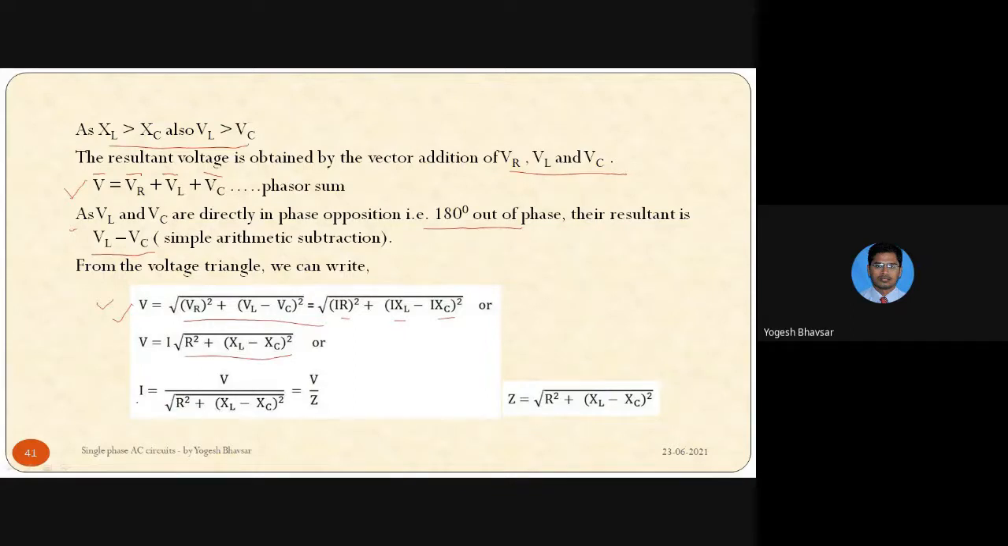If you want to calculate the current, then take I equal to V by impedance, V by Z. So this is the value for Z. The mod of Z, the magnitude of Z, is equal to under root of R square plus (XL minus XC) bracket square. So this is how we can calculate the voltage, current or impedance in the RLC circuit whenever XL is greater than XC.